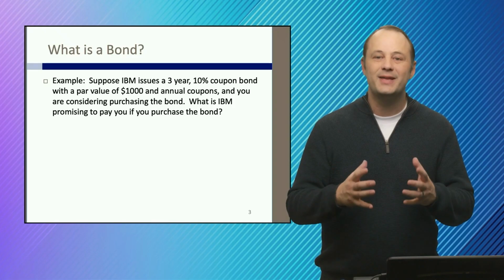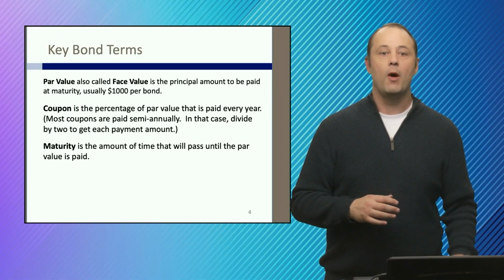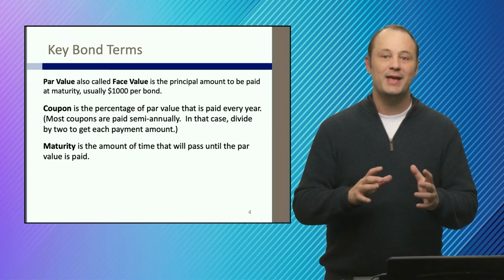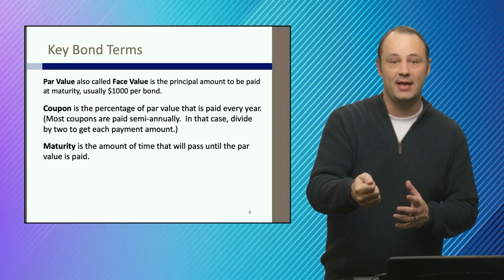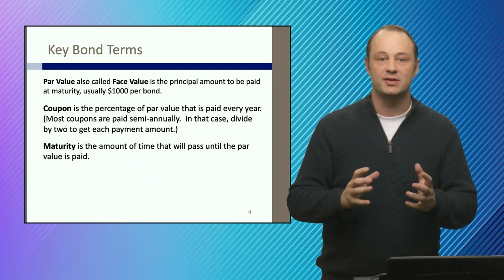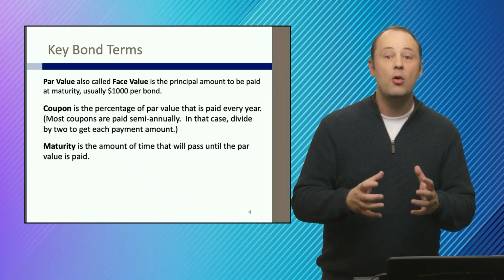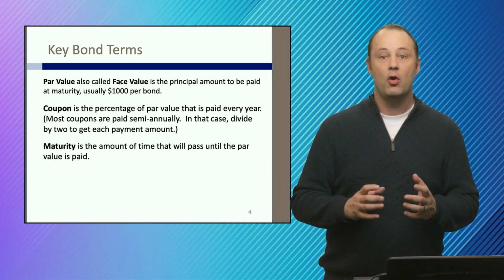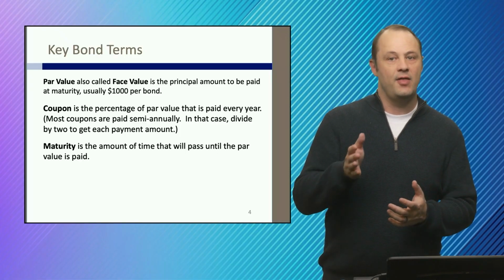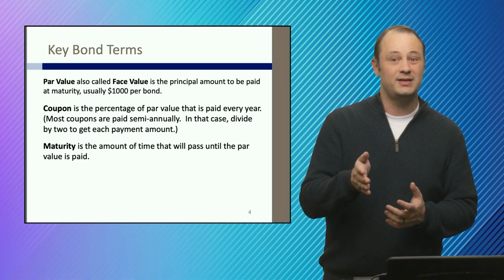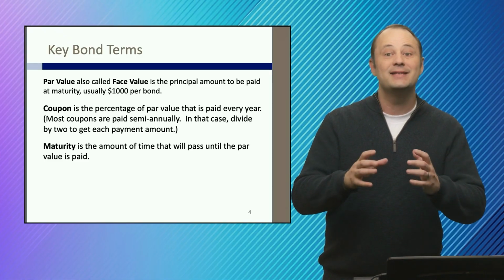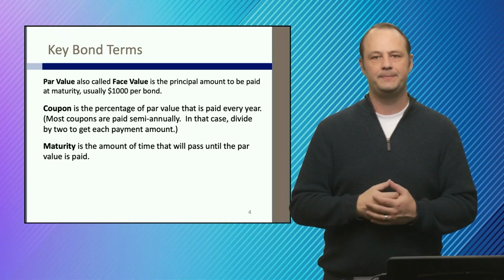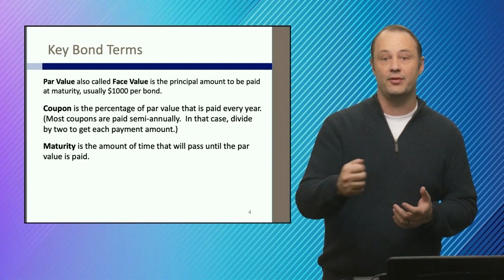All right, so what were some key terms in that IBM example? Well, we need to know what the par value is, or face value. The par value or face value is that big lump sum payment which is made at the end. Typically, this is $1,000 per bond. We need to know what the coupon is. This is the percentage of the par value that is paid every year. Remember, in our example, it was 10%. That par value or face value is $1,000 in our example. The coupon rate was 10%. That means IBM is promising to pay 10% of $1,000, which is $100 every year. Now, if coupons are paid annually, it's just the $100.